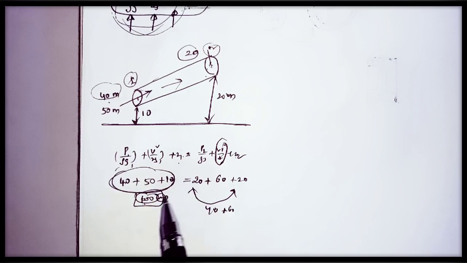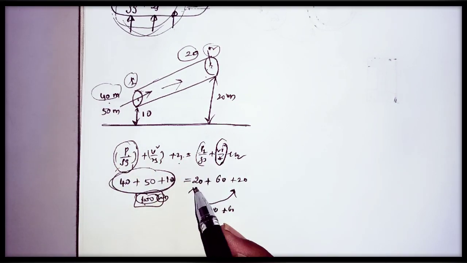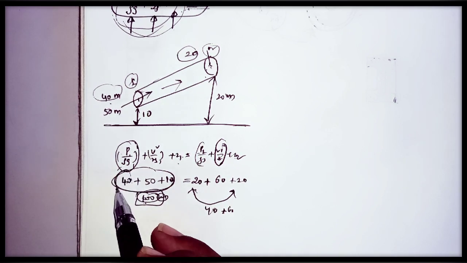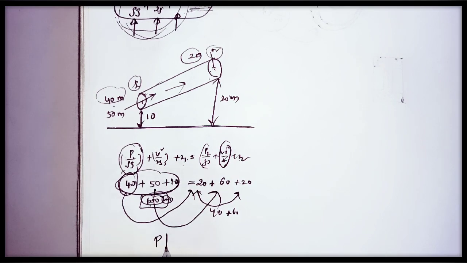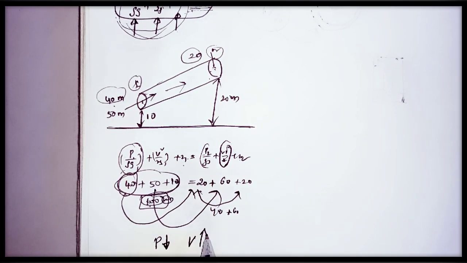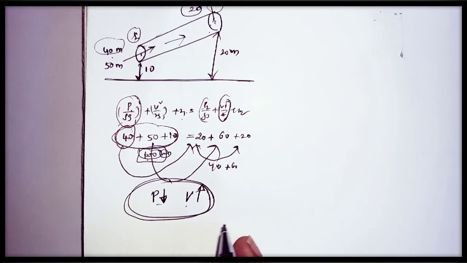That is, if we see here the pressure head is 40 and here the pressure head is 20 meters, and the pressure head is sacrificing its value to increase the kinetic head. That means as the pressure is decreasing, velocity, that is kinetic head, is increasing. That means there is an inverse relation between pressure and velocity.